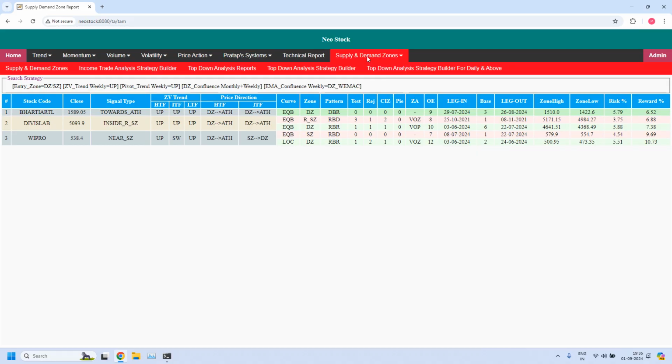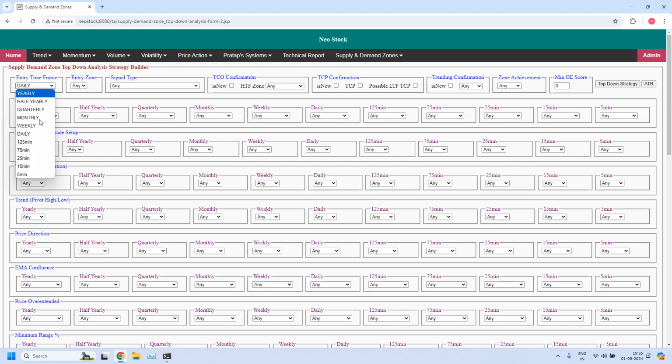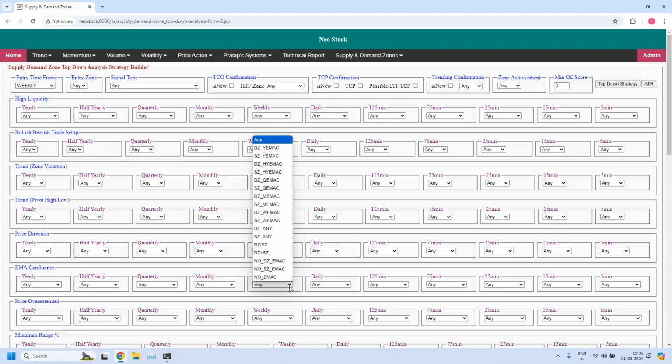Exactly the same way, we can look for bearish trade setups also. You can go for the weekly time frame. Now let us identify supply zones having EMA confluence. In the weekly time frame, we can look for supply zones with weekly EMA confluence. I can also add entry zone, supply zone. This is not compulsory for this calculation, but it is on the safe side. So, weekly supply zone having weekly EMA confluence.